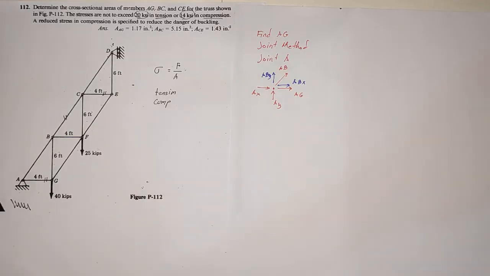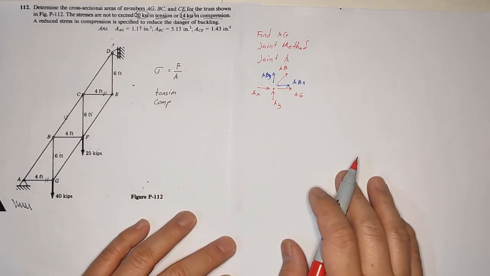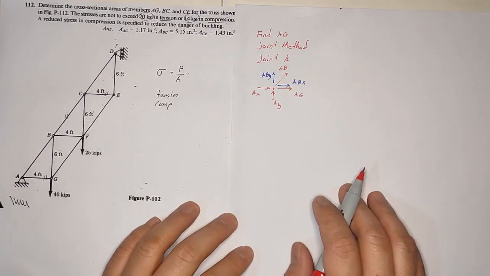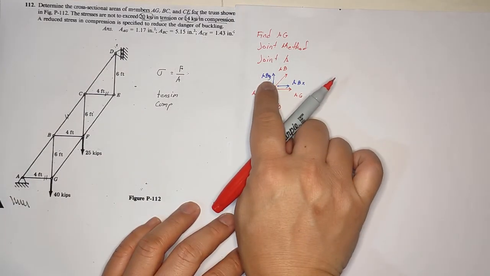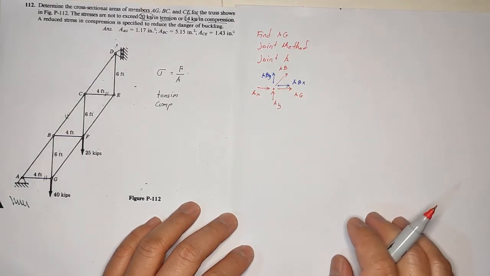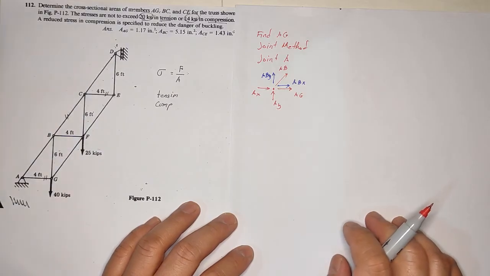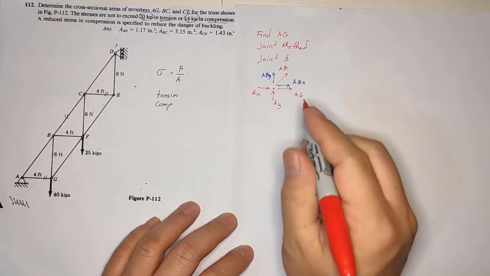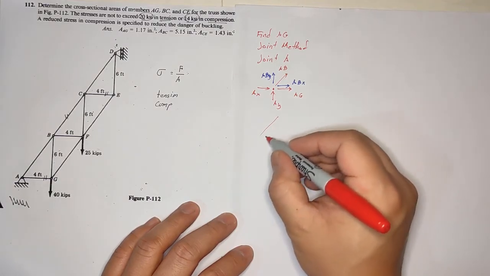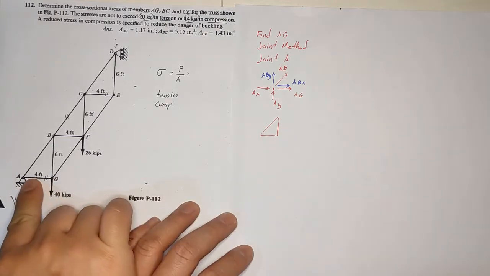Now, for the joint method, how to do that? Summation of forces only, but it's easier to find the relationship of ABY to AB. Okay. So, ABY. Now, here's a triangle similar to this one.